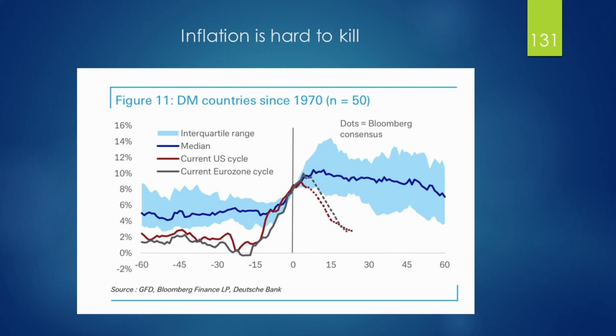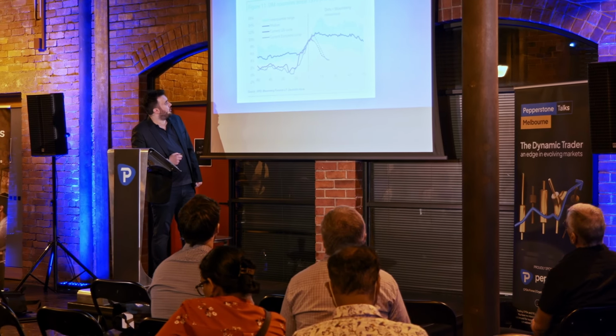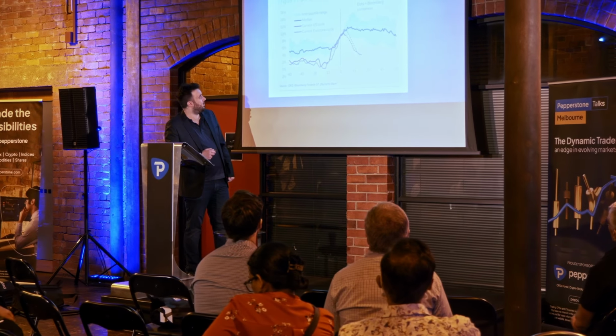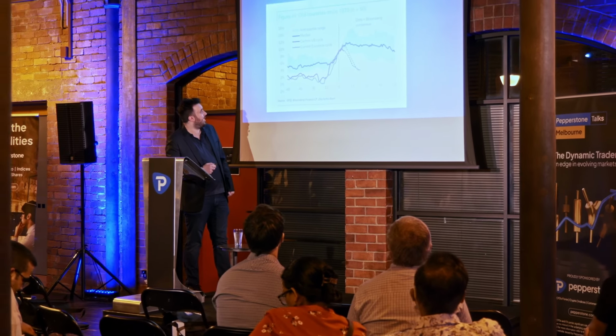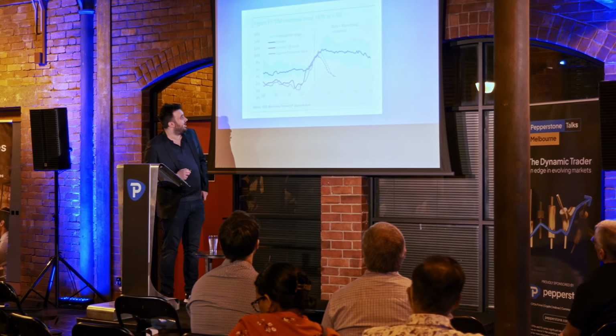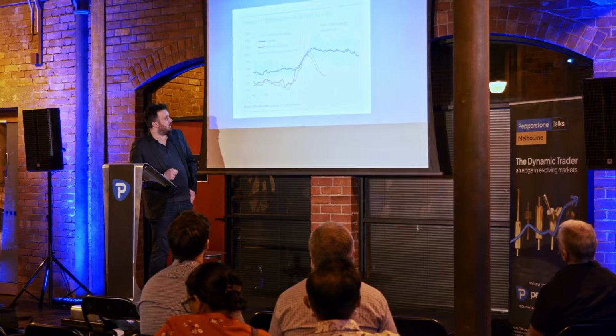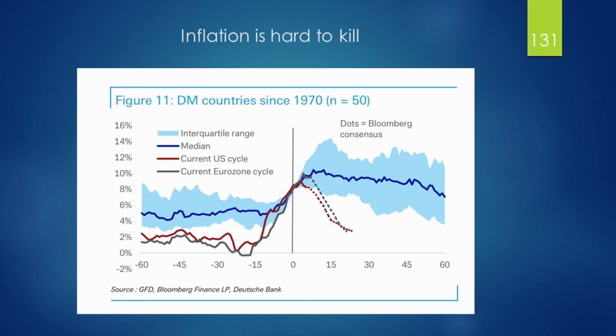Now, this is inflation in developed markets, all 50 instances since 1970. Basically it shows, well, let's just play with the laser pointer, shall we? This shows where inflation is going according to the current consensus for the Eurozone and for the US. And that shows what basically happens most of the time. It's a very, very hopeful forecast, isn't it?